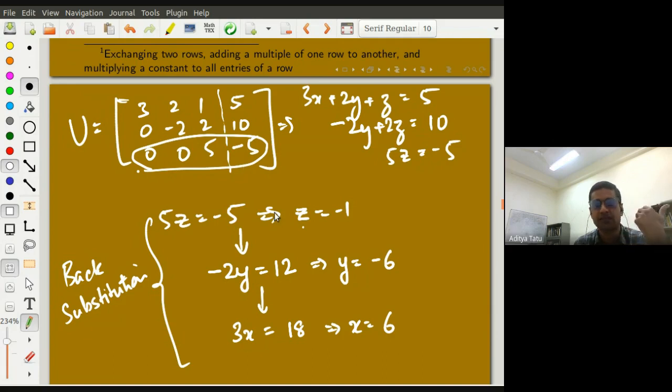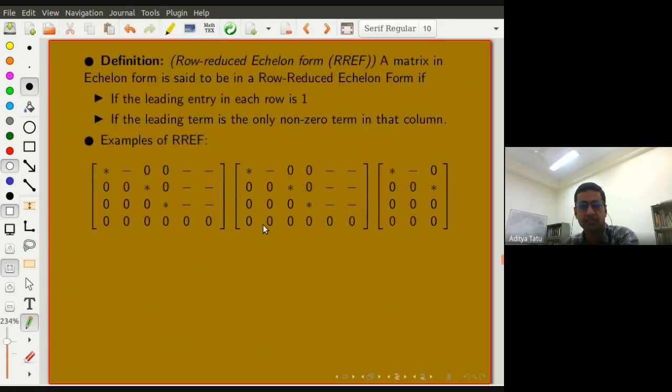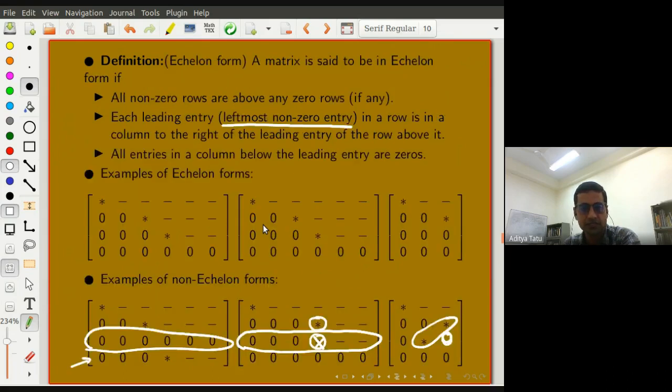But this is just a convention, right? There may be software that reduces an augmented matrix to a lower triangular rather than an upper triangular. There is no rule in this case. So let's continue with this. I hope what an echelon form is is clear to everyone.